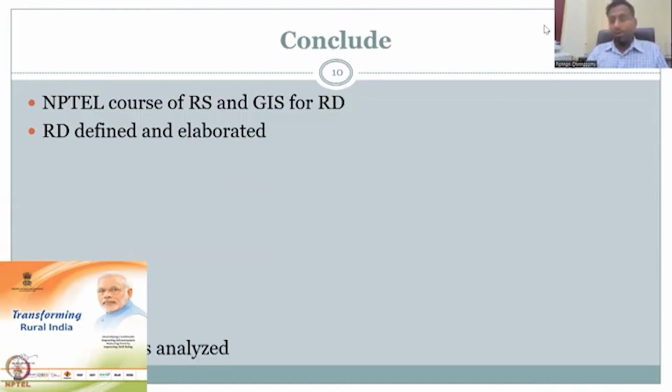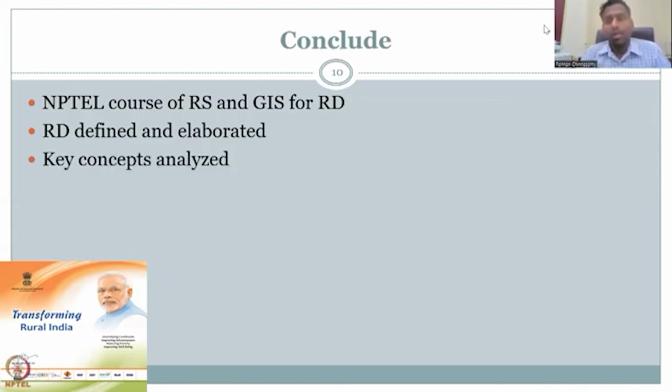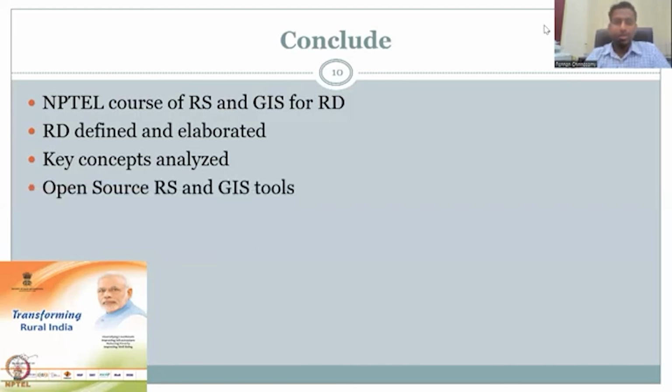We defined and elaborated these schemes of rural development and how they work for everyone who works in the rural development scenario. What are the key players, who are the key stakeholders, where are they located, and how has data been transferred? Then the key concepts were analyzed for rural development. What do you mean by rural development, and how can you assess these key concepts? This part was covered using studies and also government reports, because we have to follow the government regulations in assessing the concepts. Then we had a discussion on open source remote sensing and GIS tools.